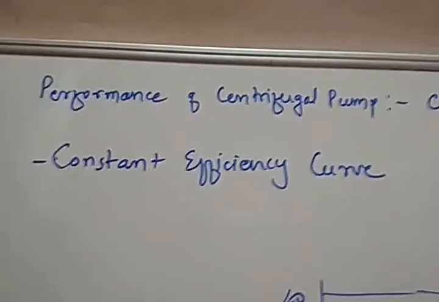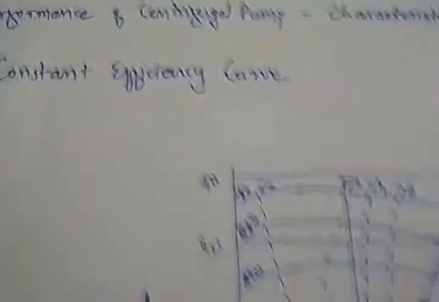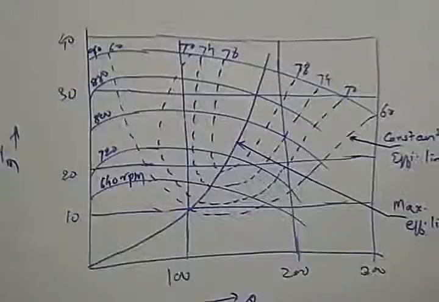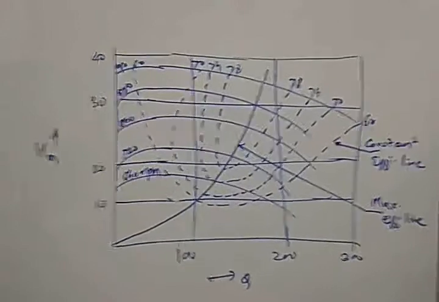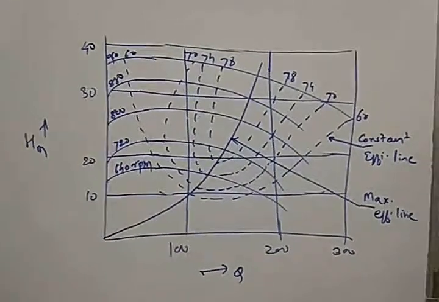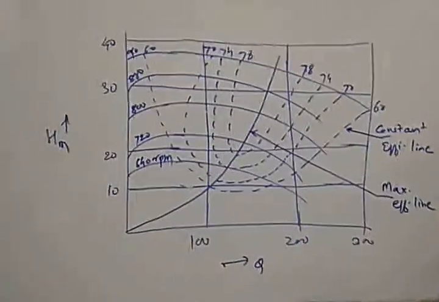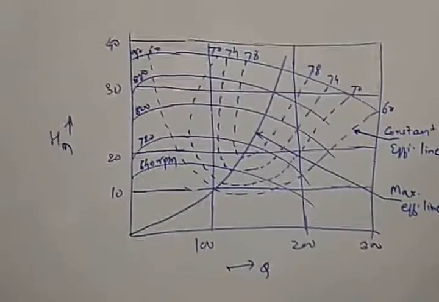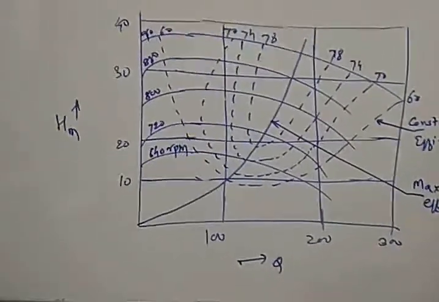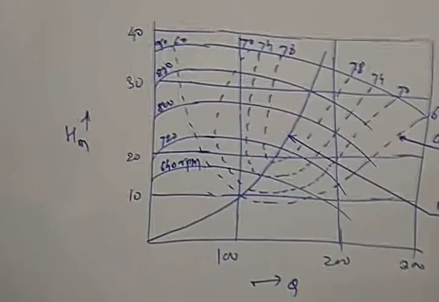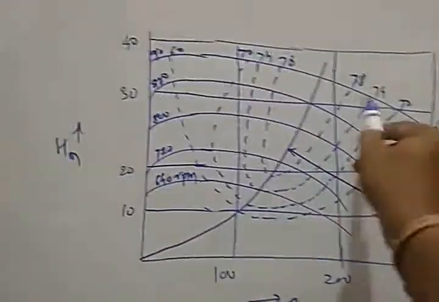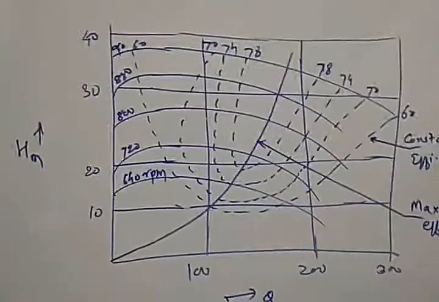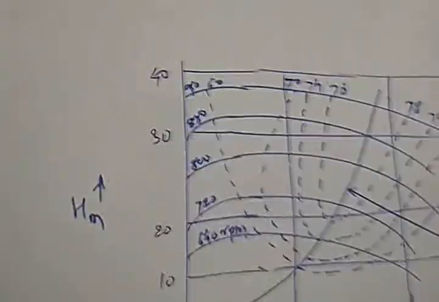So the next is the constant efficiency curve. Here I have drawn a diagram of HM versus Q, and on that I have shown the various efficiency lines. Some of the lines are the constant efficiency lines, and one line I have drawn for the maximum efficiency. If you observe this carefully, this is the maximum efficiency line, and these dotted lines are the constant efficiency lines.